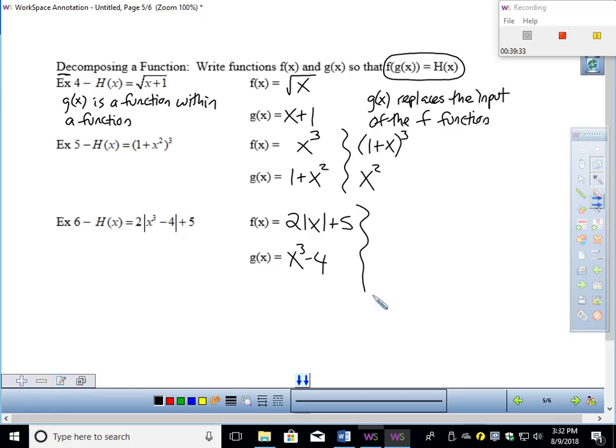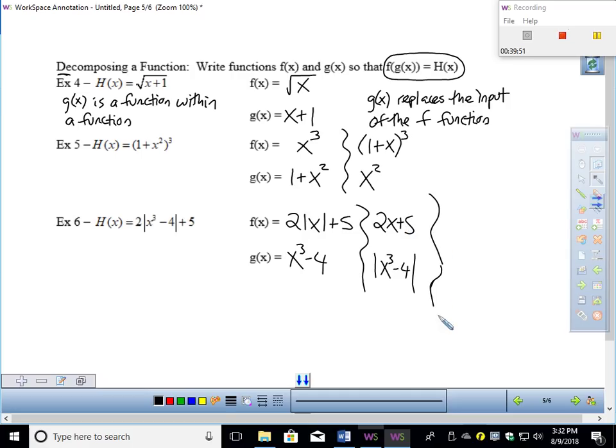I've got another one. How about the absolute value of x cubed minus 4? That's a good one. That's a function within the function, right? Pull this whole thing on out and just replace it with x. So that would be 2x plus 5. Super. Hey, come up with another one.